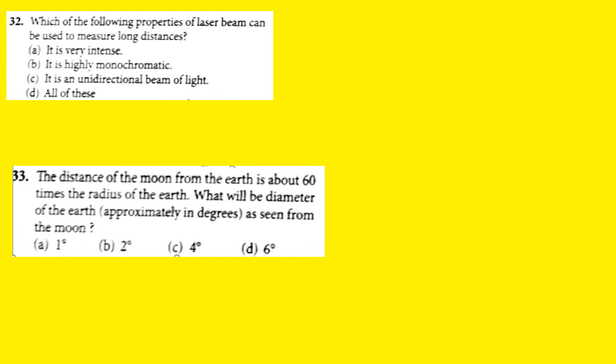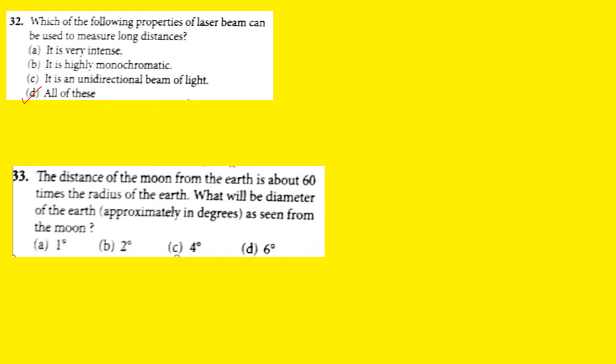Question 32. Which of the following properties of laser beam can be used to measure long distances? It is very intense, it is highly monochromatic, it is a unidirectional beam of light, all of this. And you know children, A, B, C, these points are the properties of the laser beam. So the answer is all of these. Option D.